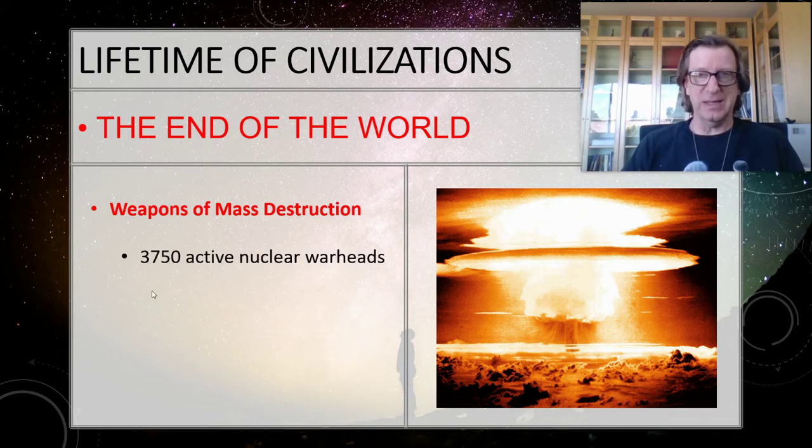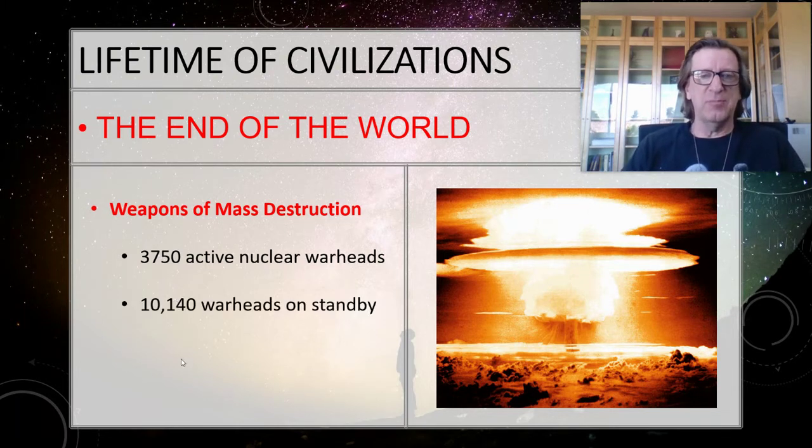So currently, today, there are 3,750 active nuclear warheads pointed at each other. We have another a little over 10,000 on standby. And so if we launch these, obviously we're going to bring the next ones on standby. Each nuclear weapon could basically vaporize an entire city. So basically, if you launch one at New York City, the entire island of Manhattan will vanish.